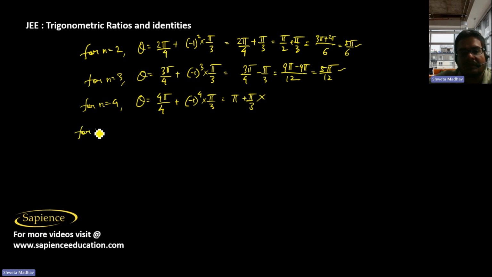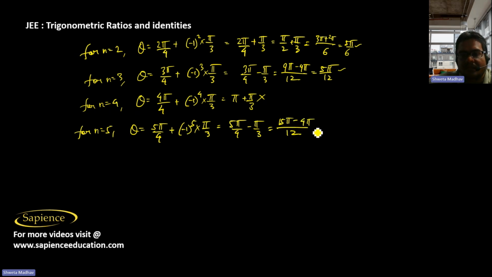And then for n equal to 5, we can say that theta will be equal to 5 pi by 4 plus -1 whole power 5 into pi by 3. So this will be 5 pi by 4 minus pi by 3. If we take the LCM, 3 4s are 12, 4 3s are 12, 3 5s are 15, 15 pi minus 3 4s are 12, 4 pi. So this will be 11 pi by 12. That also we can take.